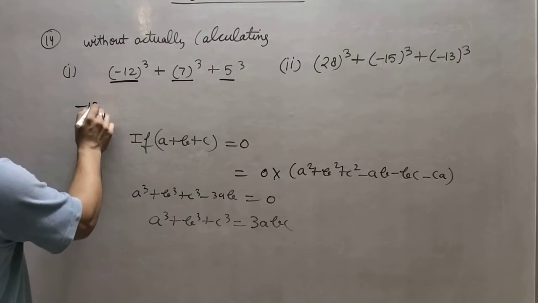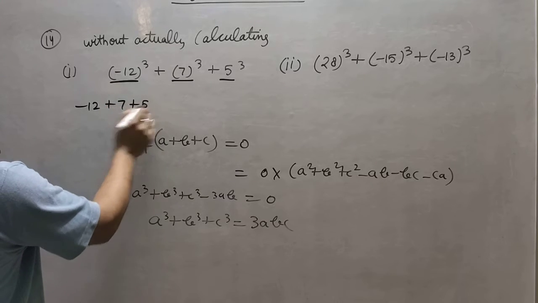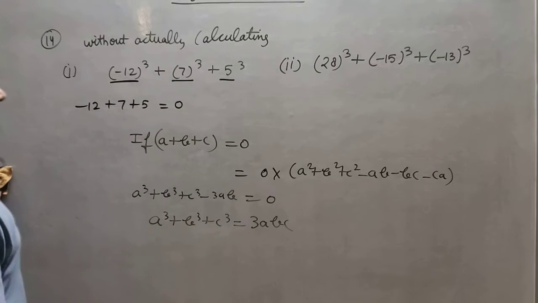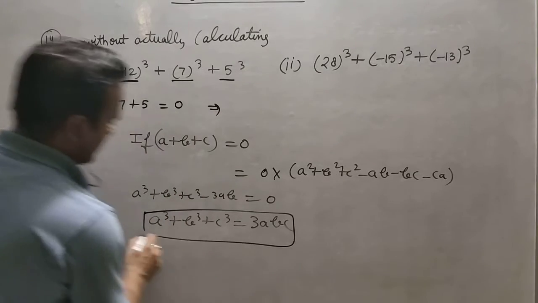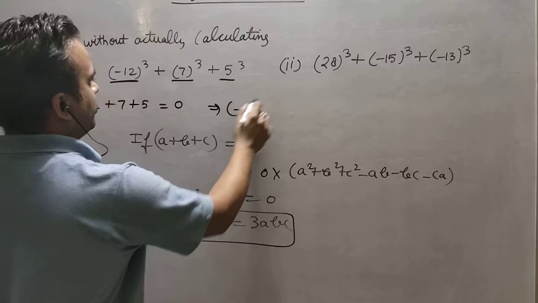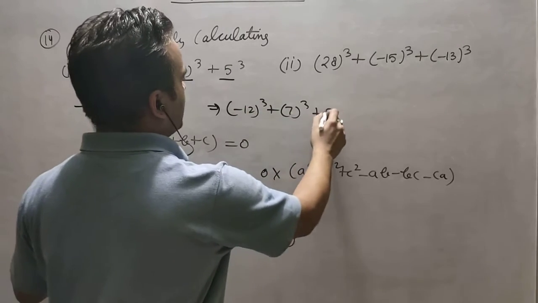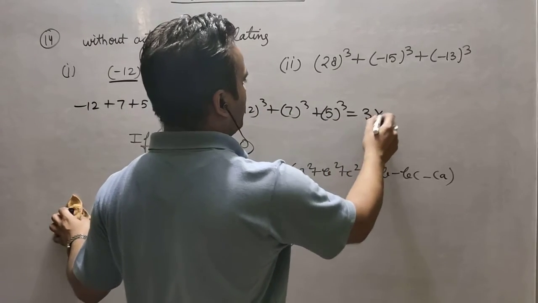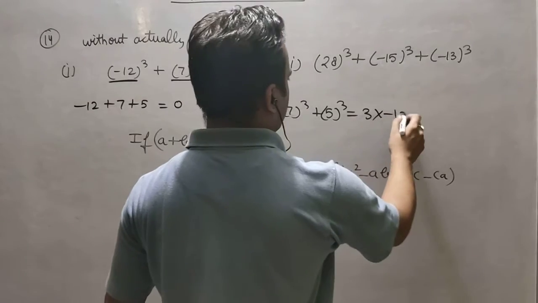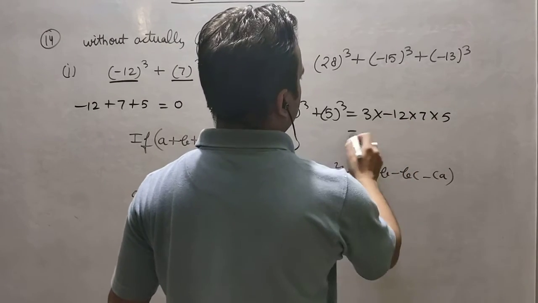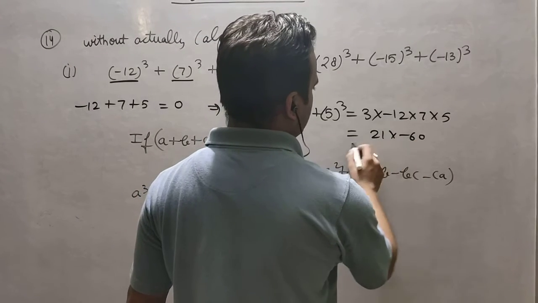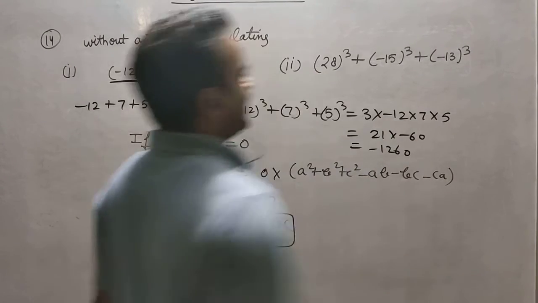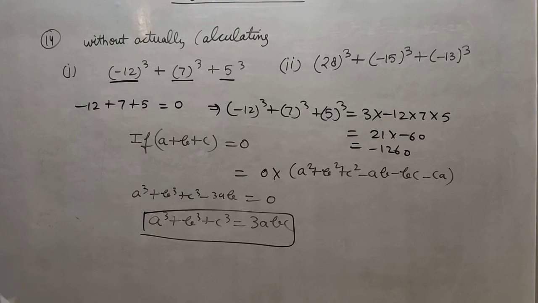If you see, minus 12 plus 7 and plus 5, it is 0. So according to this particular relation, we will say that minus 12 cube plus 7 cube plus 5 cube will be equal to 3 into abc. And what are a, b, c? Minus 12, 7 and 5. So it will be 21 into minus 60, which is minus 1260. Right? Very simple.